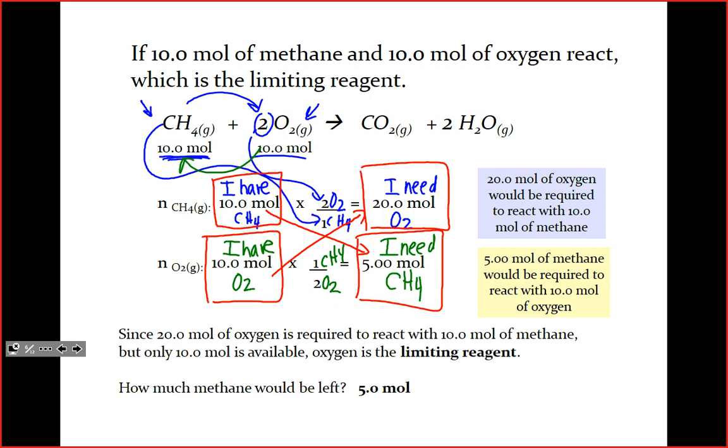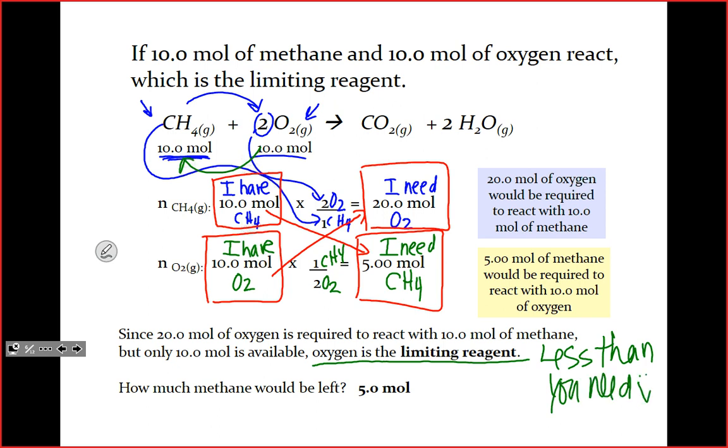Since 20 moles of oxygen is required to react with 10 moles of methane, but only 10 moles is available, oxygen is my limiting reactant. Oxygen is my limiting because you have less than you need. Put a little happy smile. That's it.